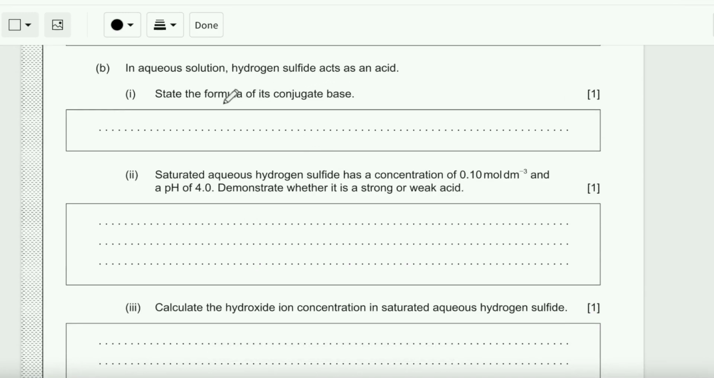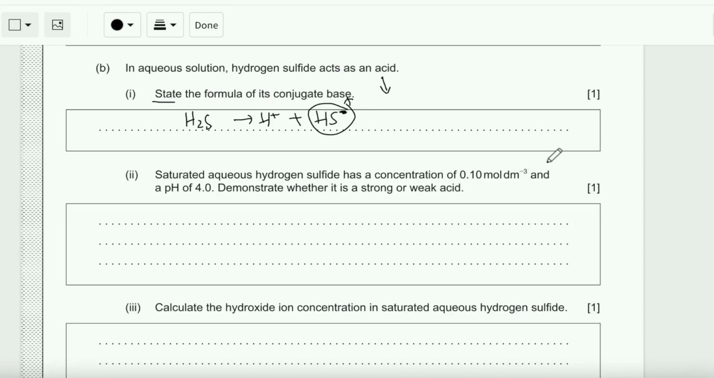In aqueous solution, hydrogen sulfide acts as an acid. State, brief answer, the formula of its conjugate base. Acid means proton donor or loses a proton. So when the acid hydrogen sulfide loses a proton, it becomes HS-, because H2S loses one H, HS-. This is the conjugate base of hydrogen sulfide.